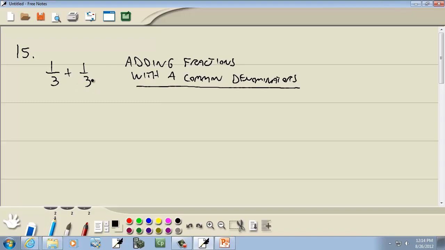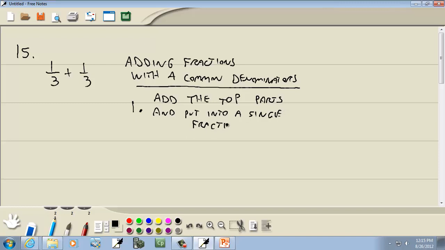Remember, denominator is a number that's downstairs. So first step, they already have the same denominator, so we're going to add the top parts and put it into a single fraction. The denominator stays the same. So like on this one, we'll add together the top parts, so we got 1 plus 1 over 3. Now 1 plus 1 is 2, so that'd give us 2 over 3.